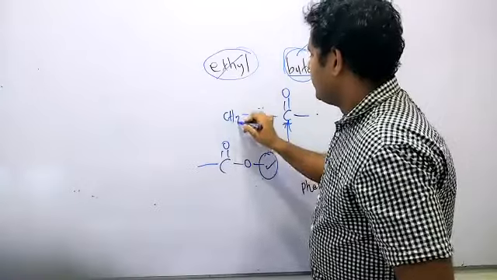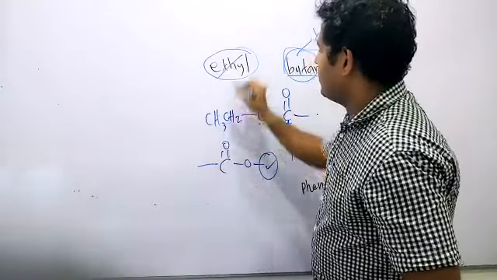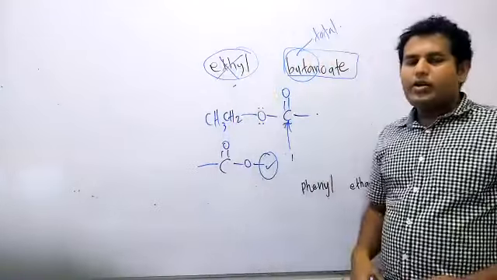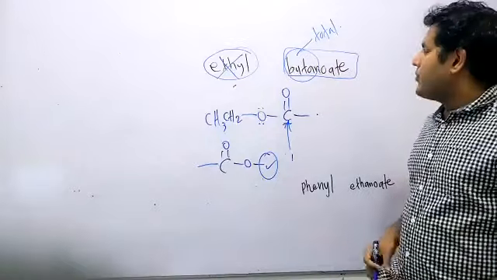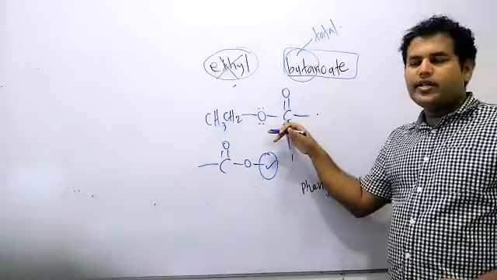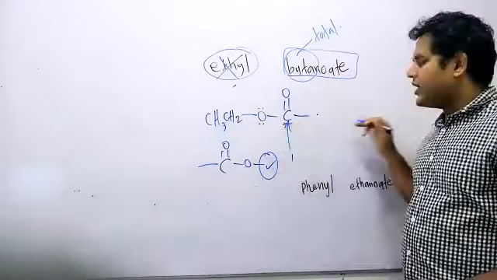So this is ethyl. Then butane means 4 carbons. From the 4 carbons, we already have 1 carbon, so when you are writing here, don't write 4 carbons here, because 1 carbon is available here. We are counting with that. So the rest is CH2, CH2, CH3. You can count and confirm it: 1, 2, 3, 4. That is ethyl butanoate.